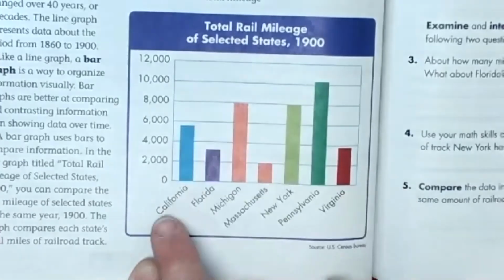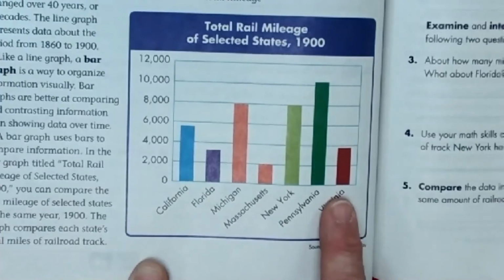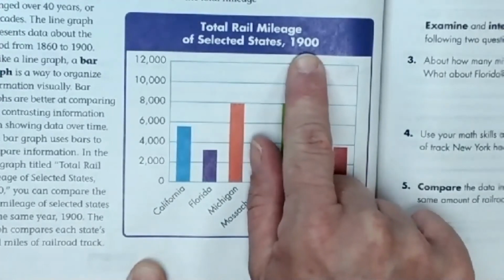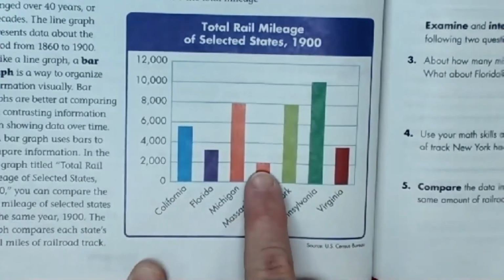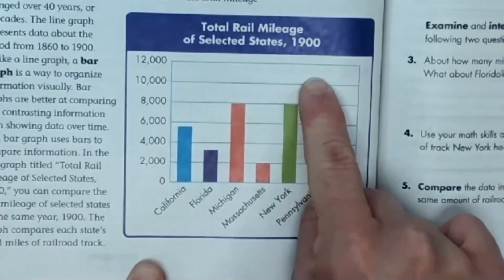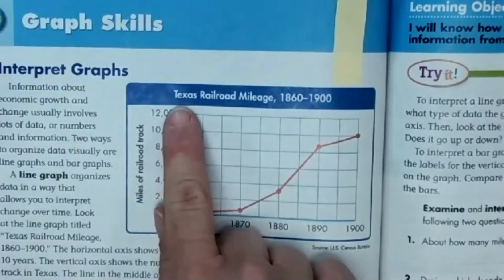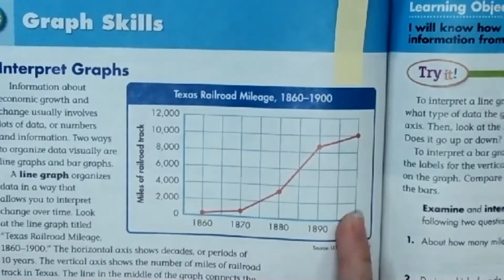So it's not all states. I see just 1, 2, 3, 4, 5, 6, 7 states, not all 50 states. And it's in the year 1900. So that was like over 100 years ago. And we see Massachusetts has the least, Pennsylvania has the most. And here's another kind of graph. This one is just Texas railroad mileage. And we see from 1860 to 1900.